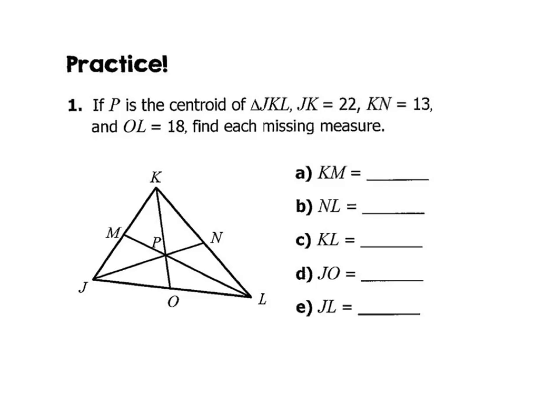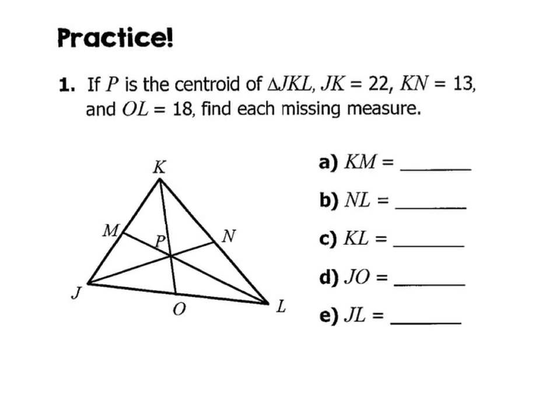All right, so practice, example number 1. First thing we want to do is read through what we're given and mark up our diagram. Then we're going to find each missing measure. So we're given that P is the centroid of JKL, and JK is 22, so we know that this distance right here is 22, and KN is 13, and OL is 18.